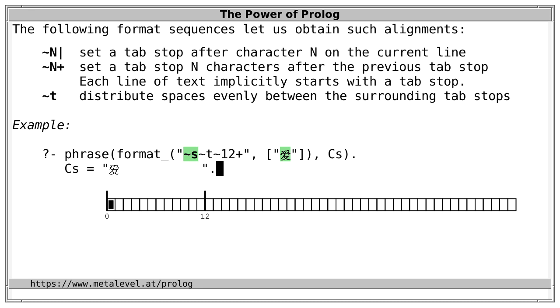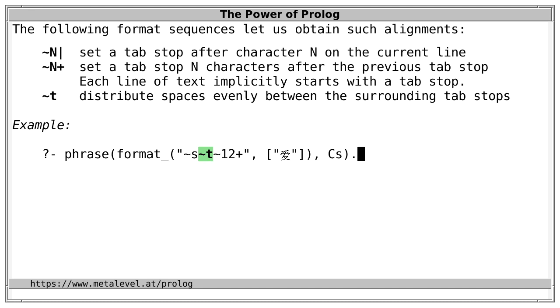So one of these boxes is now occupied by a character. And what remains is this tilde t. And as mentioned, tilde t means that spaces are distributed between the surrounding tab stops. So in this case, the remaining positions between the tab stops are filled by spaces. And that's why we get 11 spaces at the end of the described string, and therefore 12 characters in total.